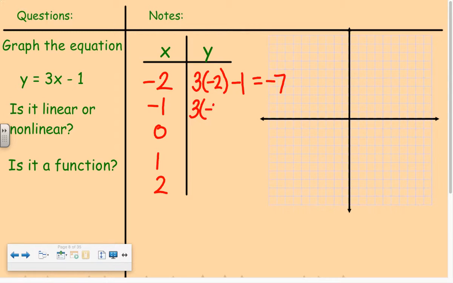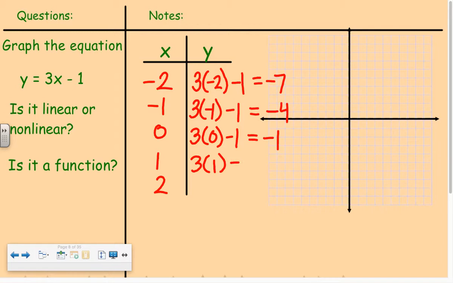3 times -1 minus 1. Well, 3 times -1 is -3. -3 minus 1 is -4. If I plug in 0, I have 3 times 0 minus 1. 3 times 0 is 0. 0 minus 1 is -1. 3 times 1 minus 1. 3 times 1 is 3. 3 minus 1 is 2. And 3 times 2 minus 1. 3 times 2 is 6. 6 minus 1 is 5.